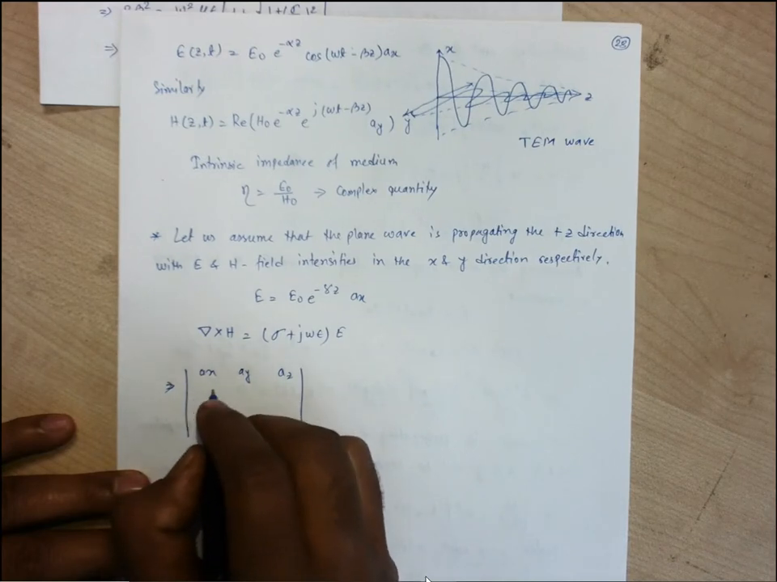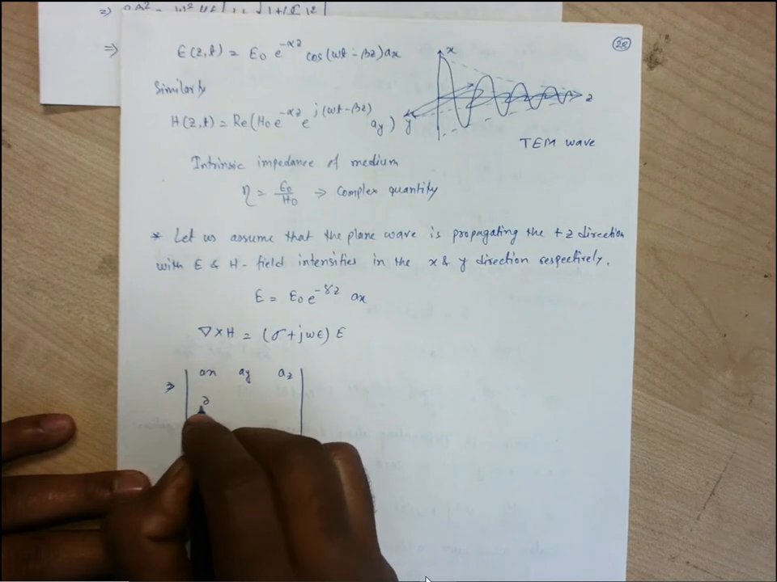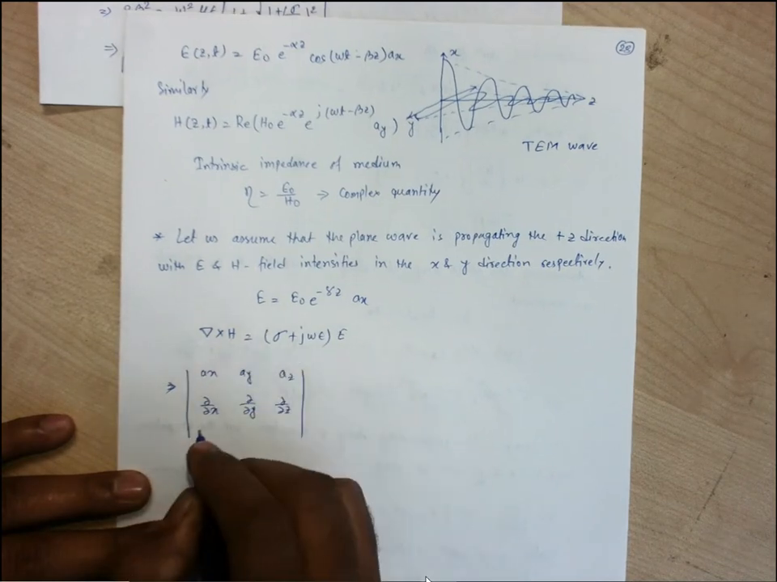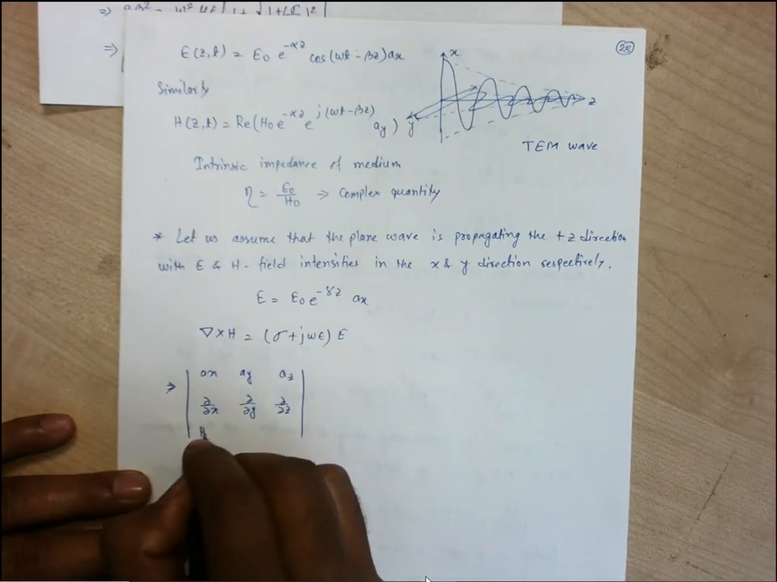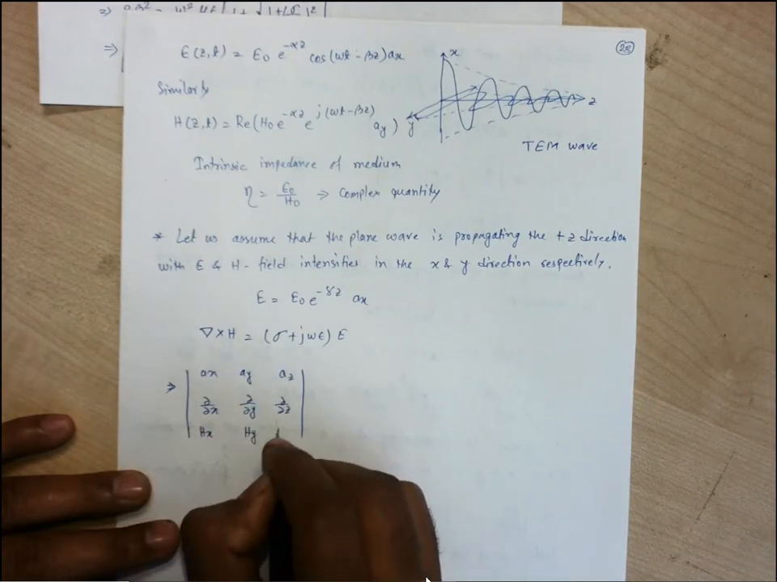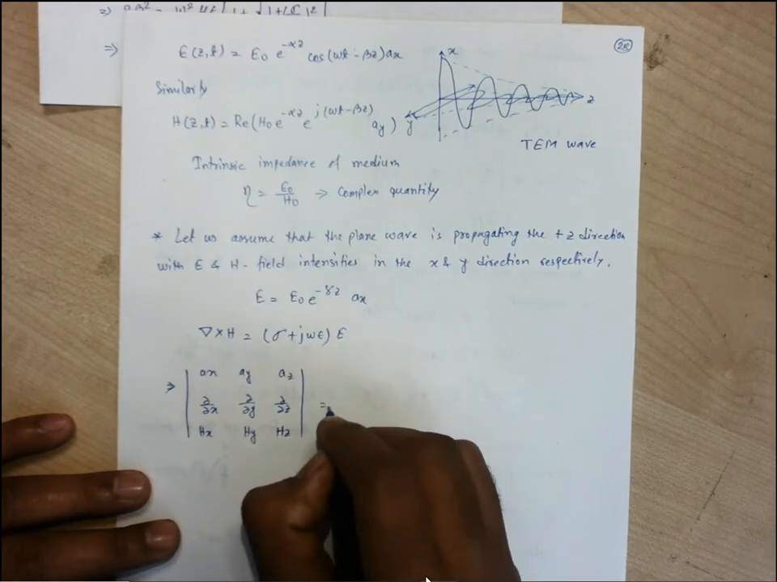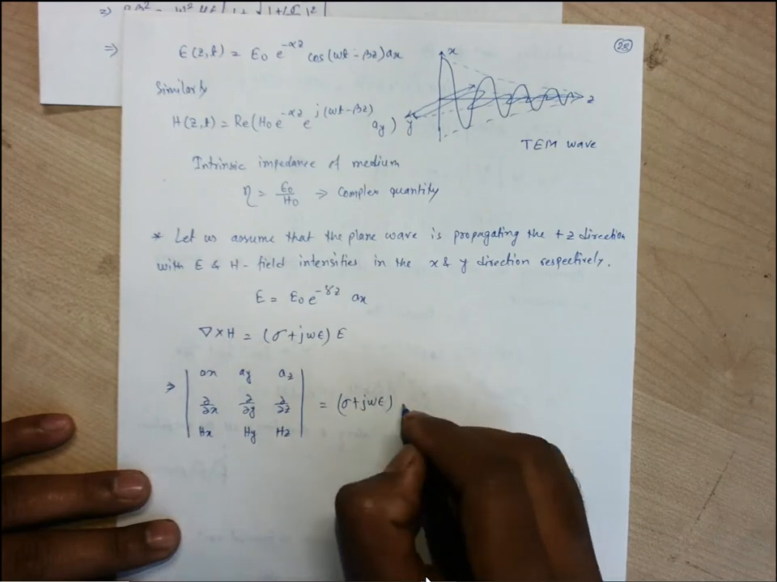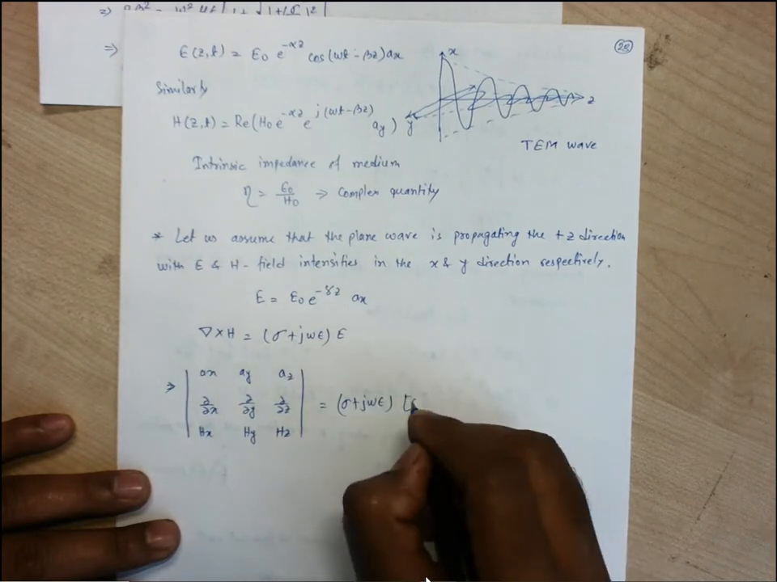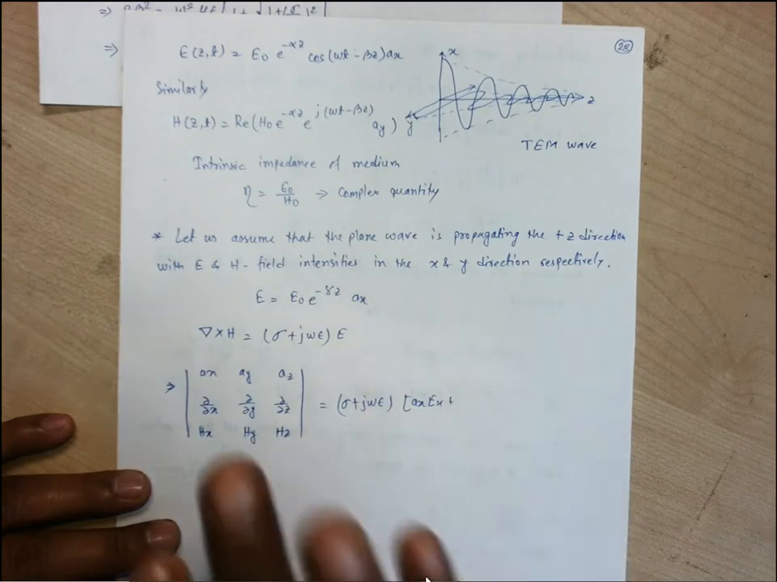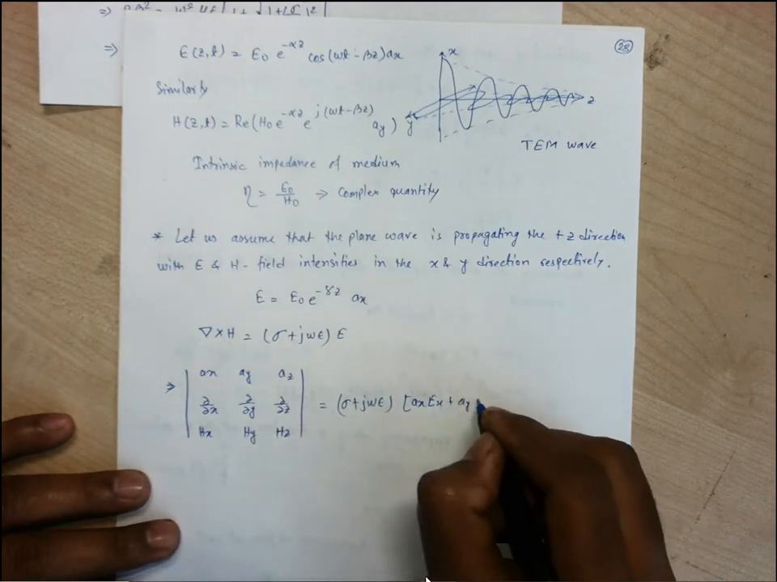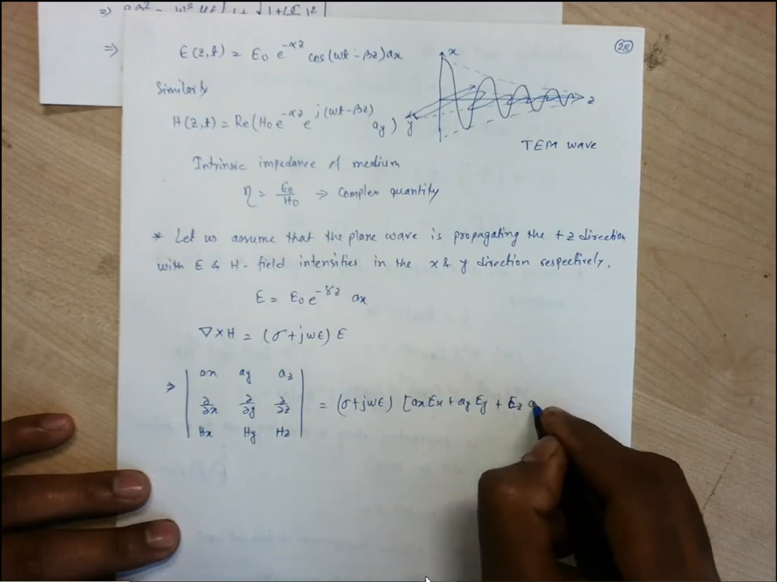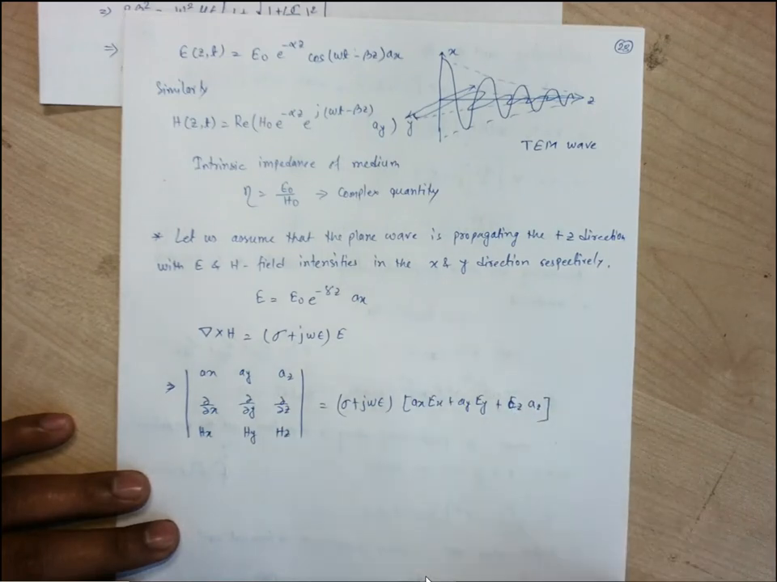We are having del/del x, del/del y, del/del z. This H is having x, y, z components, and sigma plus j omega epsilon, E is having all the components. For the most general case, I am just considering, we will put our condition, that is Ez, Az, right.